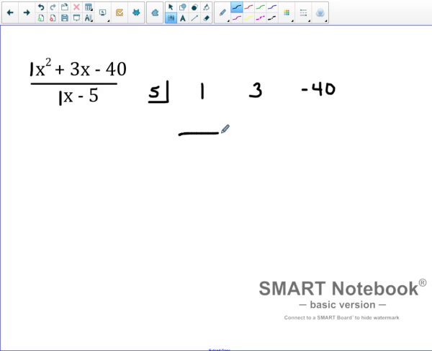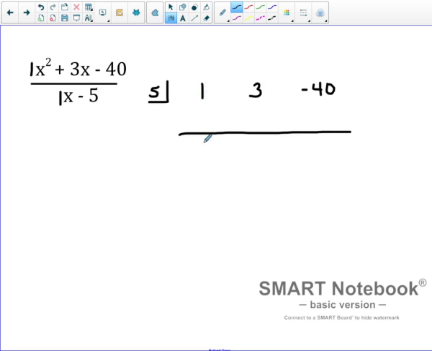And then I'm going to leave a little space and draw a line underneath here. Okay, so this is how you set it up. This number inside here is usually the opposite of whatever this number is. Okay, so I've got a negative 5 here. I'm going to put a positive 5 in there. So here's how the process works.